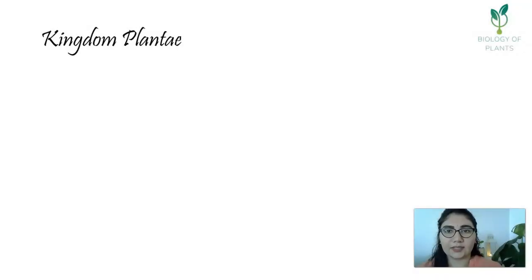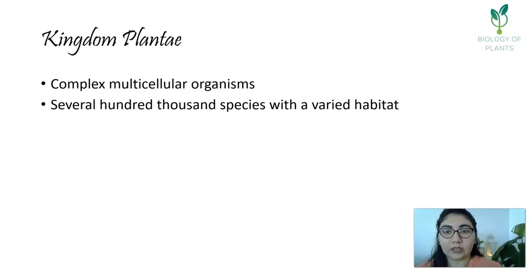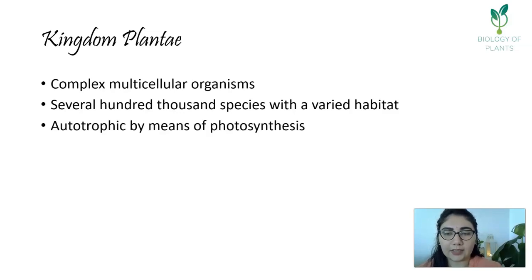Coming to the star of our channel, Kingdom Plantae. Plants are complex multicellular organisms, and the kingdom includes several 100,000 species with very varied habitats. Plants are exclusively autotrophic, with perhaps a few exceptions, and they synthesize their own food by means of photosynthesis, in which they trap solar energy and convert them into carbohydrates.